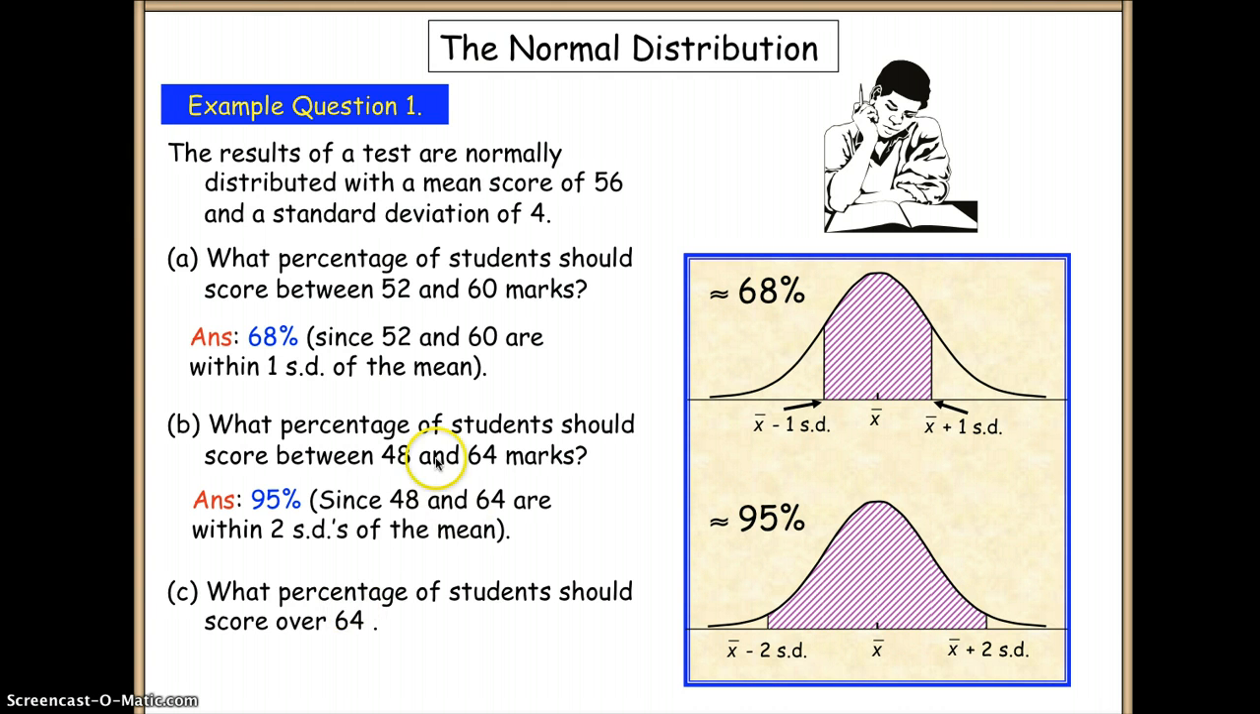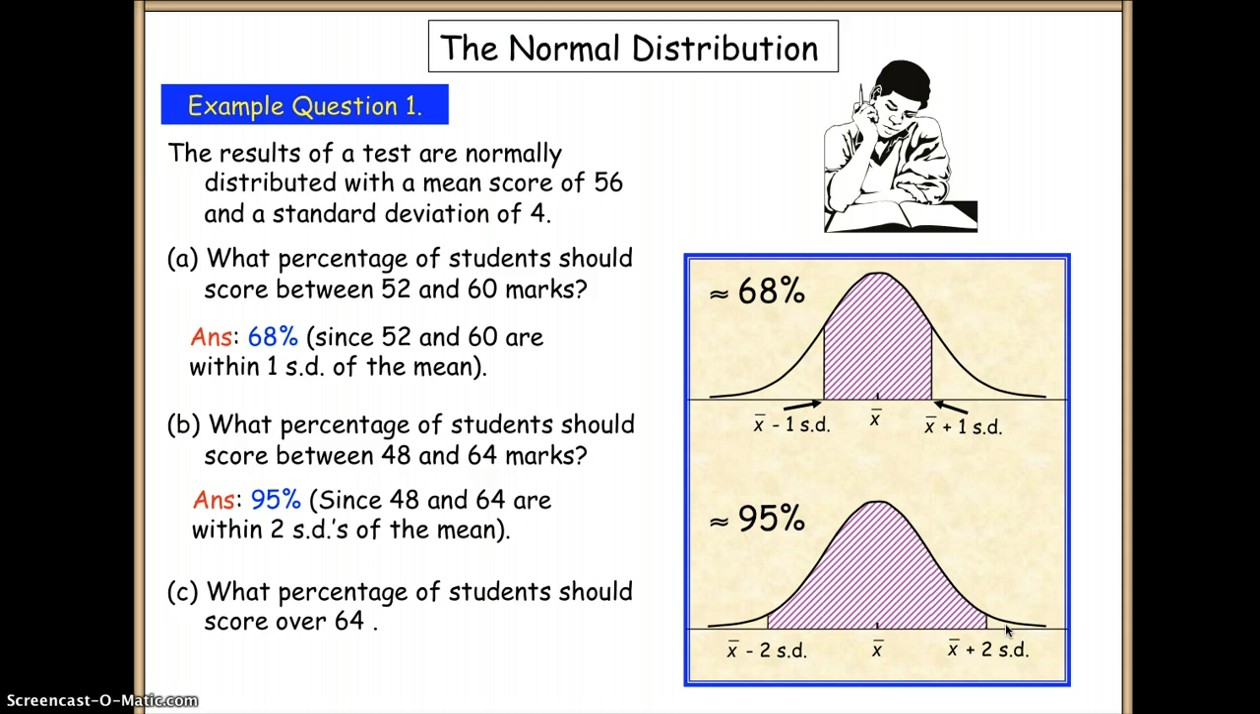Now how about C? What percentage of students should score over 64? Now, within 48 to 64 in letter B, we already said it's 95%. So, out of 100%, we only have a remaining 5%. And in that 5%, if you look at the right side, it is equally distributed to the right and left of the bell here. So, this part here without the red line is part of the 5%, and then the other is the rest. So these two areas share 5%.